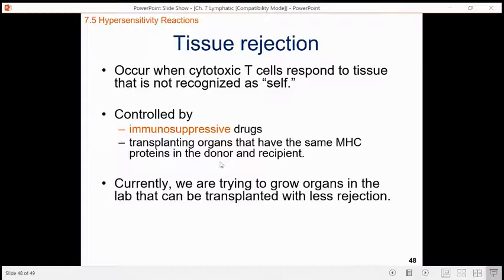We can control that by using immunosuppressive drugs, but of course, in suppressing the immune system's response to rejecting the kidney, or whatever organ we've transplanted, we're also causing it to have a lower immune response to other illnesses as well. So you'd be more likely to get sick. One line of research is trying to grow organs in the lab so they could be transplanted with a lot less rejection.